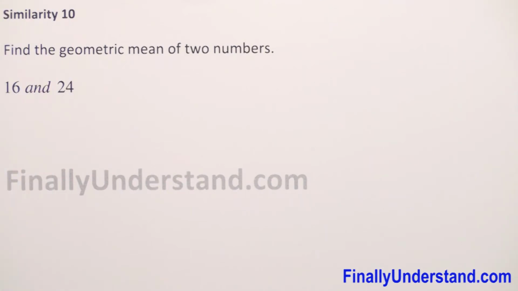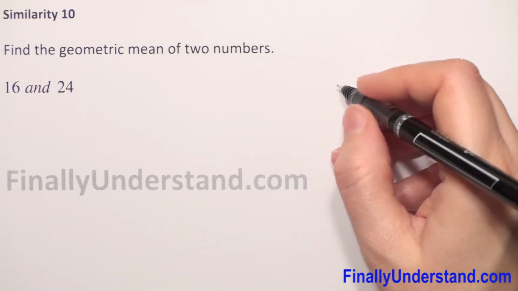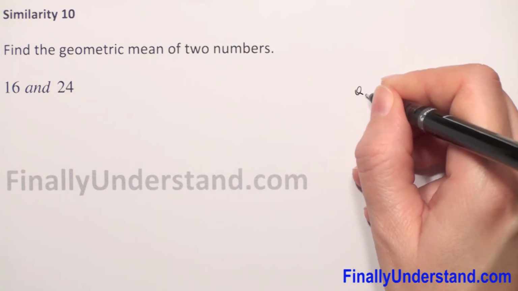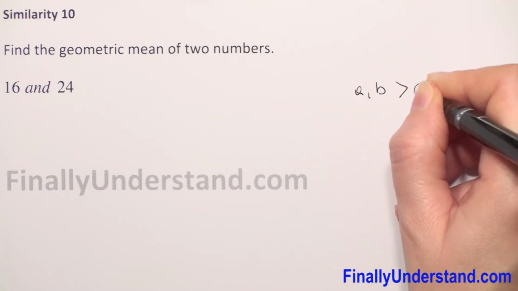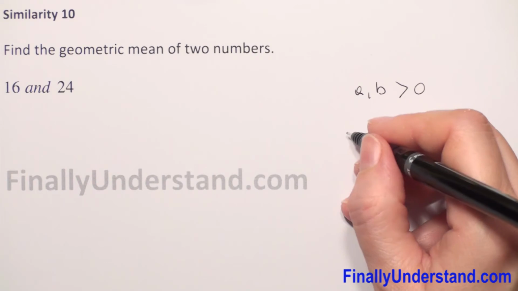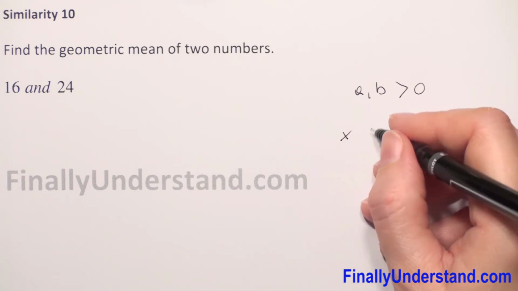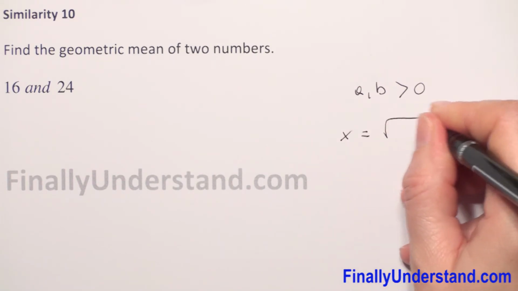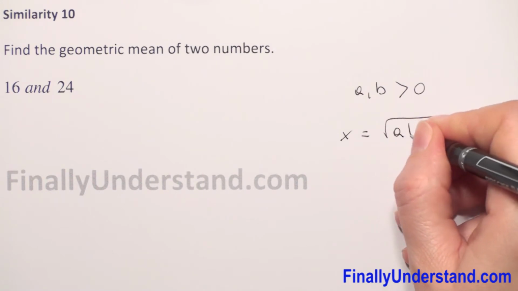We have to find the geometric mean of two numbers. What is the geometric mean of two positive numbers? Let me remind you of the definition. When we have two positive numbers A and B, the geometric mean x is equal to the square root of A times B.